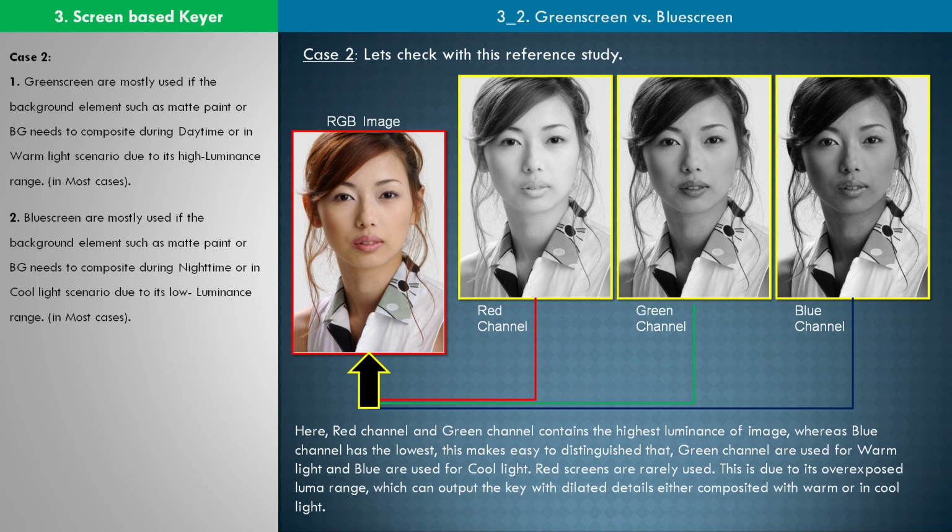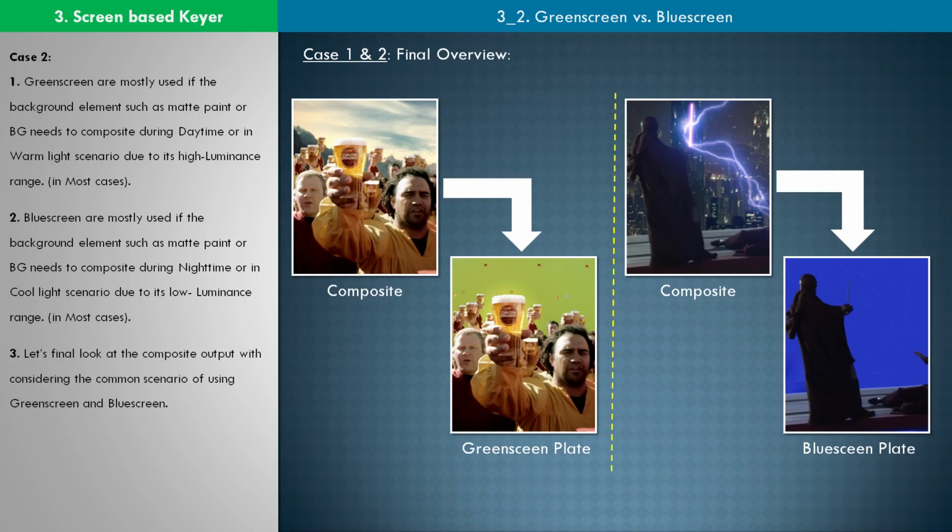Red screens are rarely used. This is due to its overexposed luma range, which can output the key with dilated details, whether composited with warm or in cool light. Let's finally look at the composite output, considering the common scenario of using green screen and blue screen.